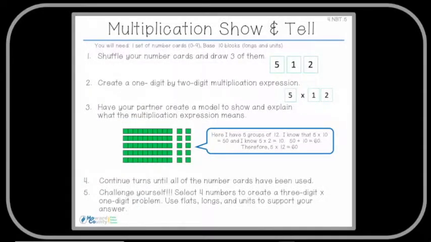In multiplication show and tell, students build a multiplication expression that they then model and explain. Students create and combine equal groups to find the total product.